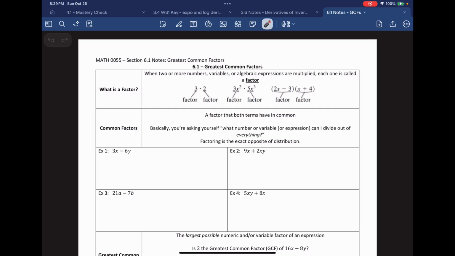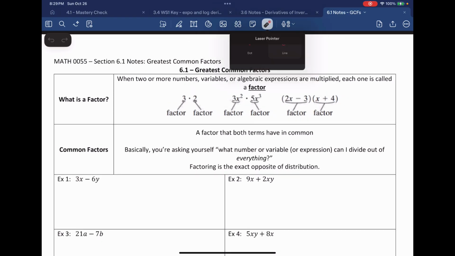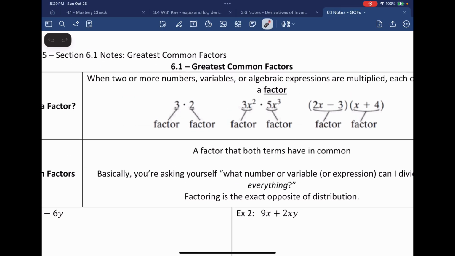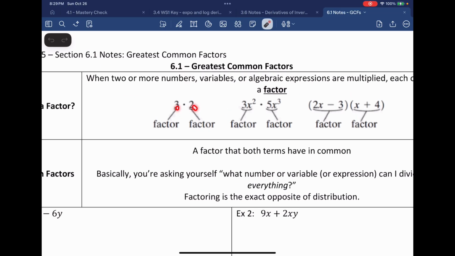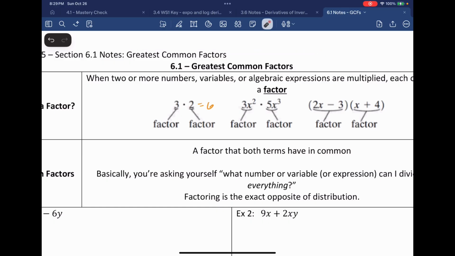All right, and the first part of factoring is something called a greatest common factor, which is the largest possible factor that terms have in common. So talk about a factor in and of itself. A factor is when you multiply two or more numbers together. So 3 times 2, which is 6, that's 3 and 2 are both factors of 6.